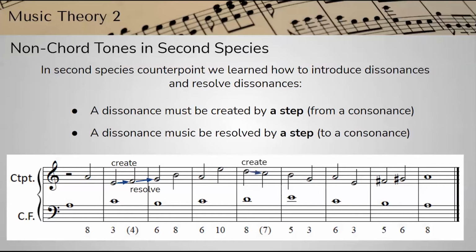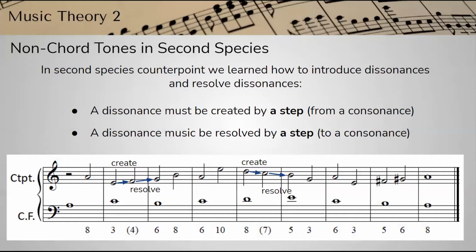Over here is another example. We're creating a dissonance by moving down from the octave to an interval of a seventh and then resolving that seventh to a consonance of a fifth. And so the sound in that measure would be this. All right, so consonance, move down to a dissonance, resolve to a consonance. So that was one way that we handled dissonances.